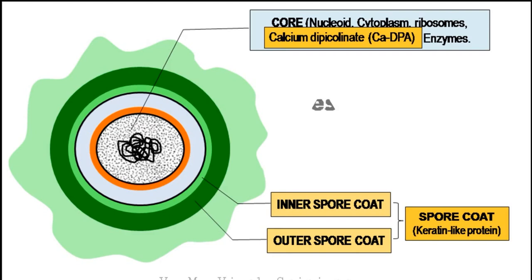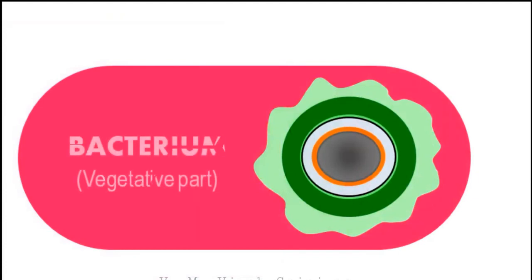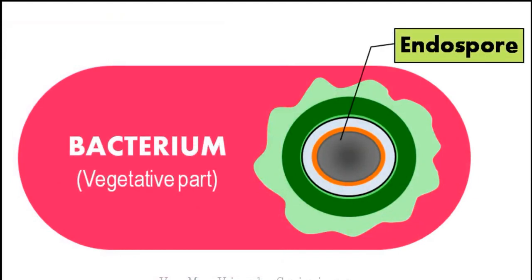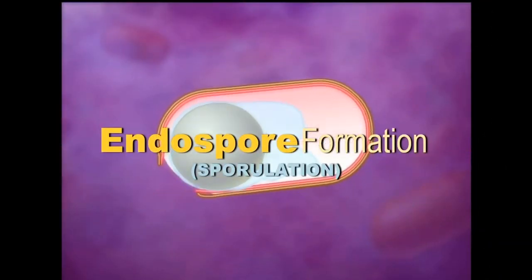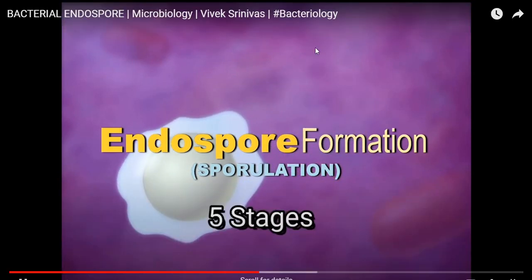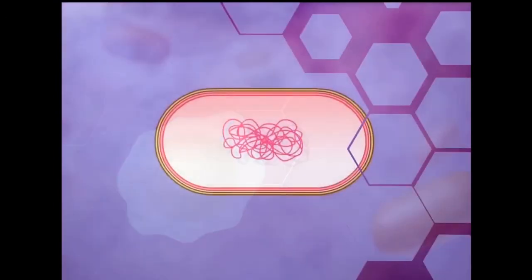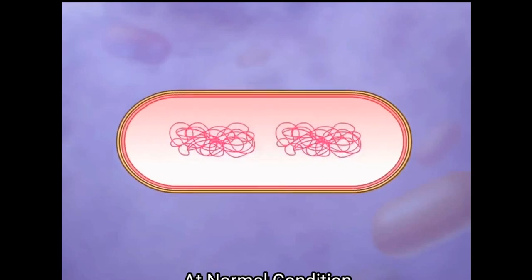So, during the adverse environmental condition or nutrition depletion, some bacteria will produce the endospore, that is, the spore within the bacterial cell. The process of the endospore formation in the bacteria is referred as the sporulation. The spore formation is divided into 5 stages. At normal environmental condition, with nutrient availability, the spore-forming bacteria divides by binary fission. But when the environmental condition gets adverse or the nutrient gets depleted, the endospore formation gets initiated.